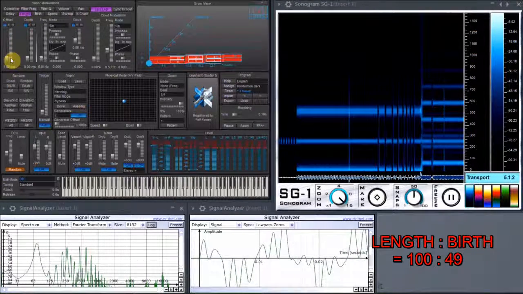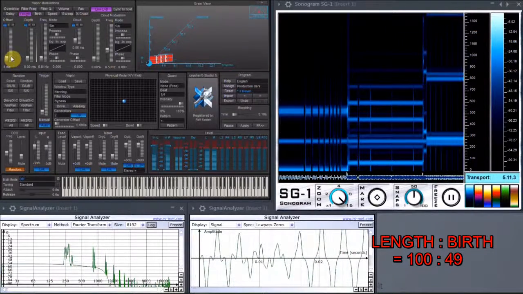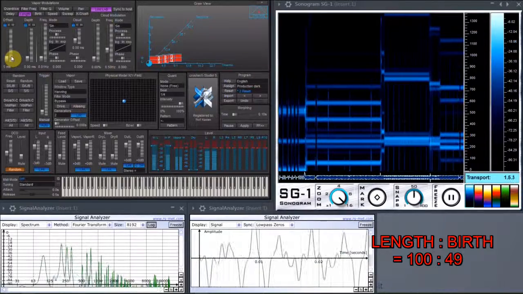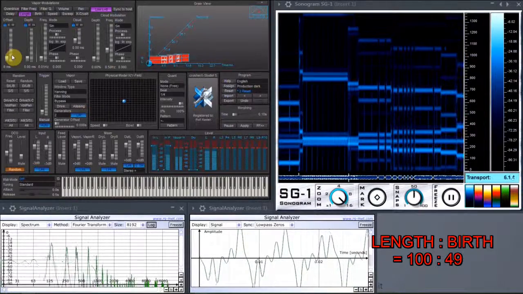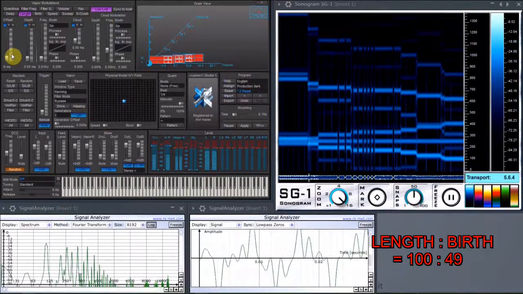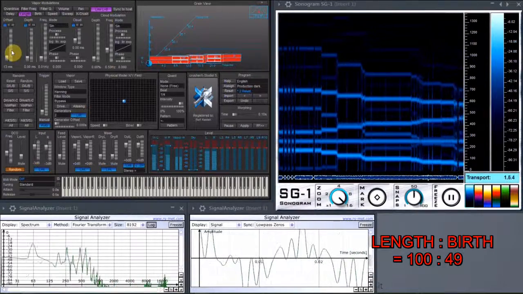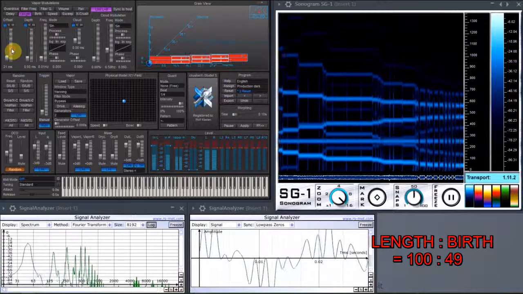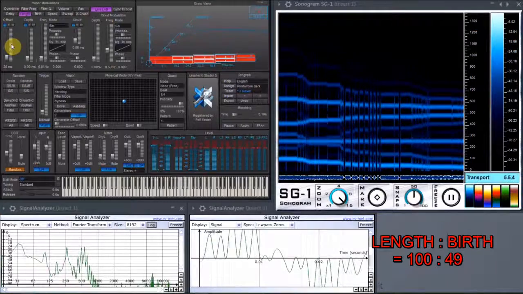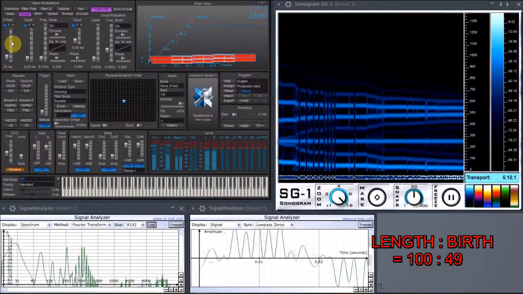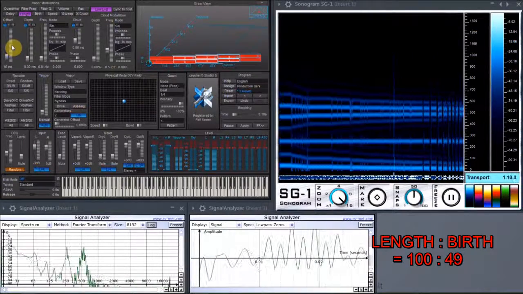With grain lengths between 1 millisecond and about 8 milliseconds, we get bell-like sounds. From 9 milliseconds to 18 milliseconds, the sounds get more and more machine-like. And from 19 to 38 milliseconds length of the grains, there are some nice drones. Above 38 milliseconds, more and more higher frequencies occur.